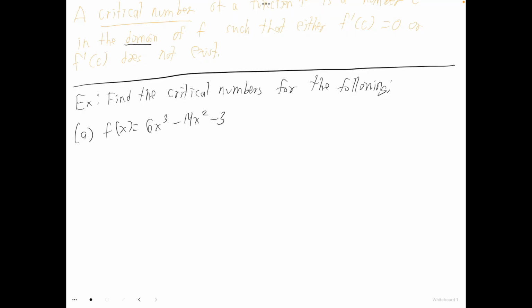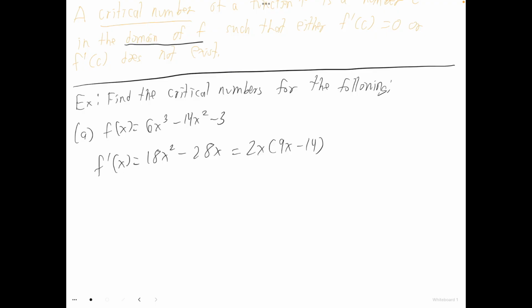You do have to be in the domain of f. And our next example will actually bring that up. But we've got this function, so we want its derivative now. So the derivative of this function is 18x squared minus 28x, which factors as 2x times 9x minus 14. Now, this is going to exist for all x. This is a polynomial, so the derivative exists everywhere.